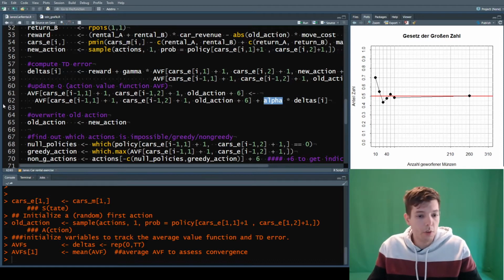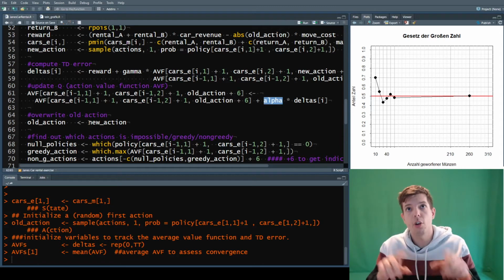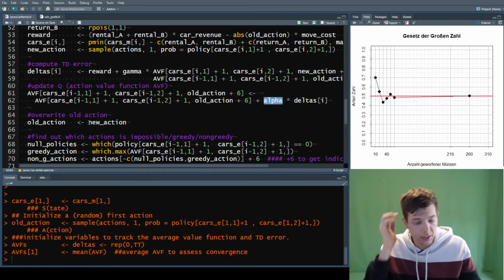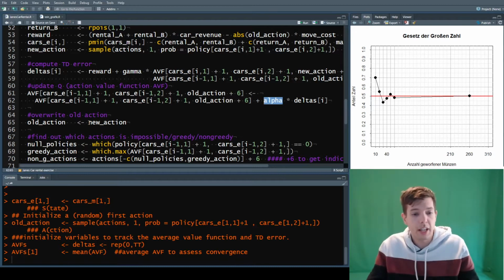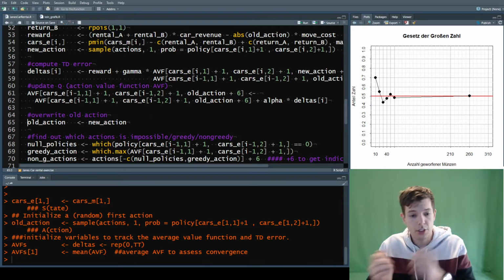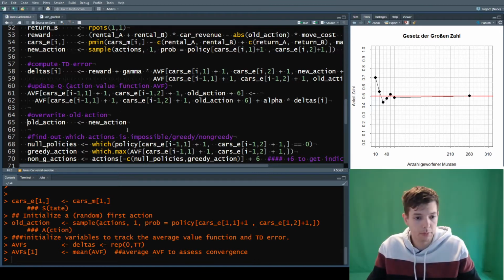After we have updated the action value function, first of all, we can override the old action with the new action, because tomorrow what we chose yesterday will be our old action. So what we execute is the old action. Then we will decide again for a new action and then override these again. So this line here is one of the most important lines, because this one always switches the new action to the old action, so we can iterate from that at the next day.